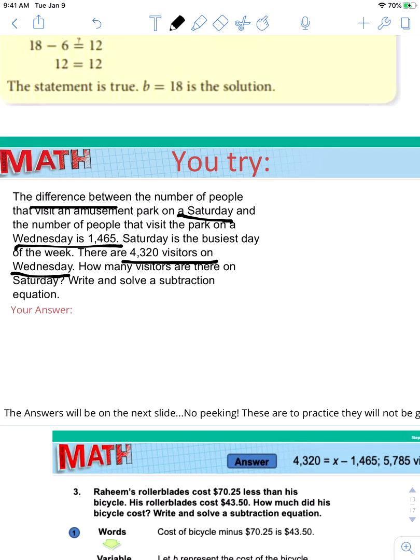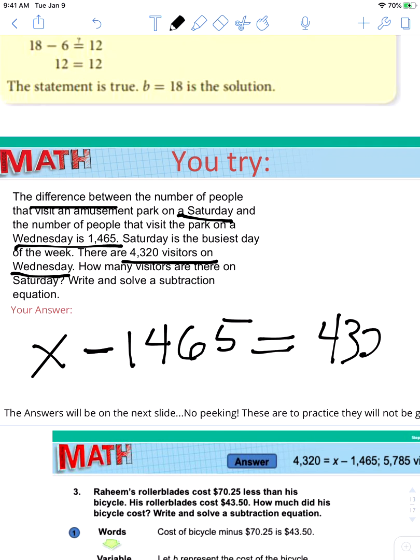So what you're going to do is you're going to say, we don't know Saturday yet, x, minus, because that's where difference comes in, 1,465 is equal to the total for Wednesday, which is 4,320. And then what we do is we isolate our variable by doing the inverse of the operation. Since we have a negative 1,465, we're going to add 1,465.